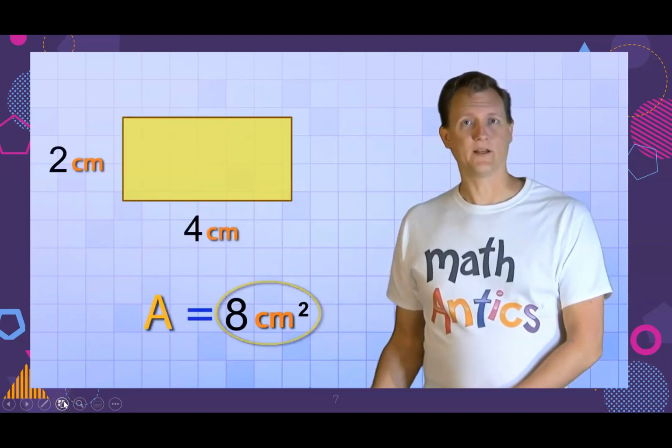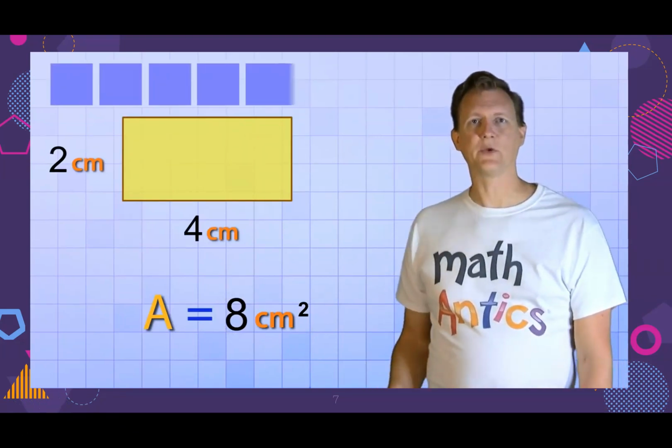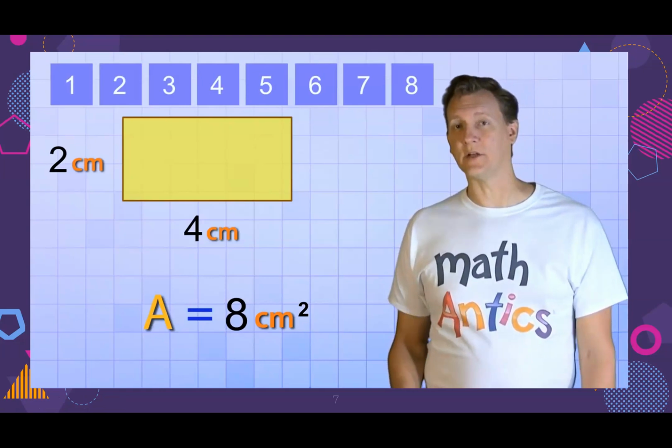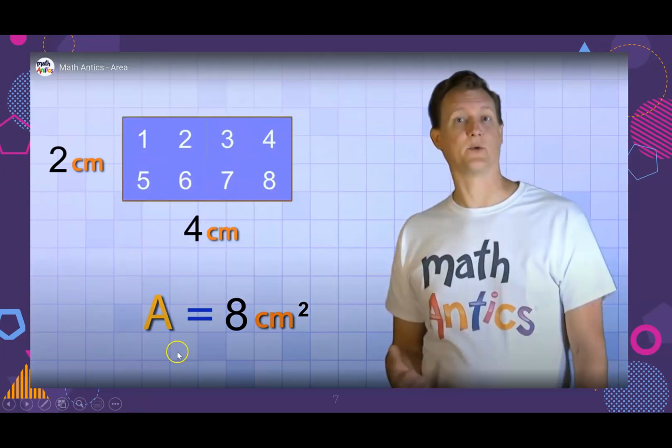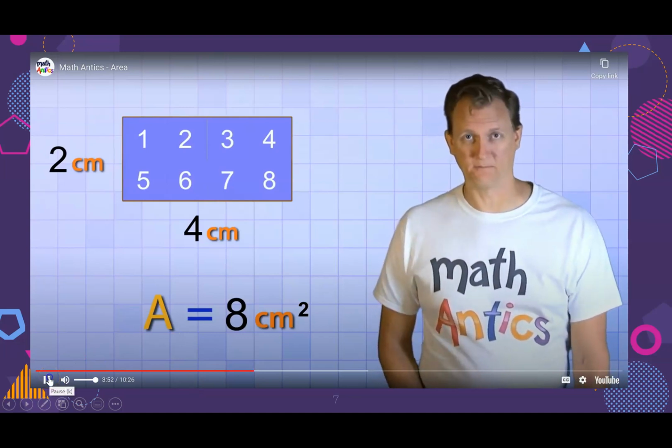And we can see that's correct if we bring back our original square centimeter. If we make copies of it, you can see that exactly 8 of those square centimeters would be the same area as this rectangle. Great. Let's try our formula on one more rectangle.